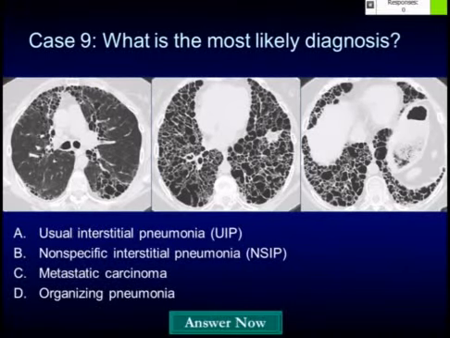All right, so no history here. You guys are experts. What is the most likely diagnosis here? Is this UIP, NSIP, metastatic CA, or organizing pneumonia?